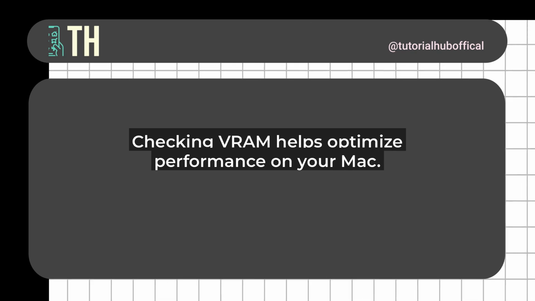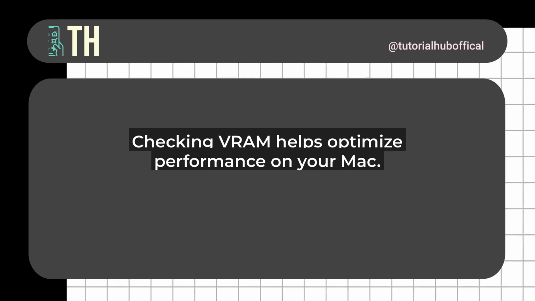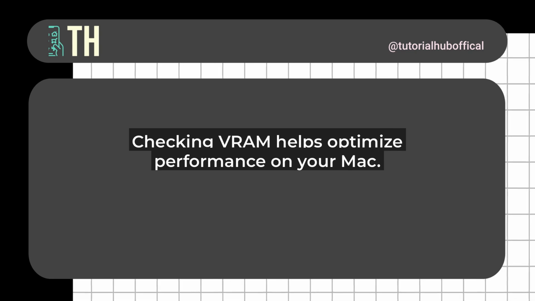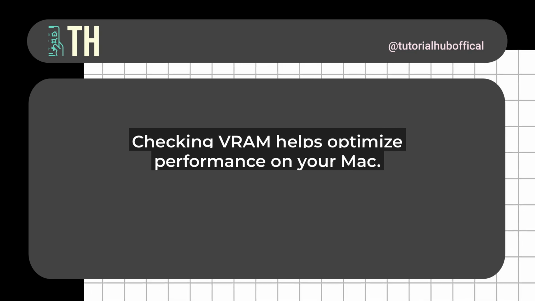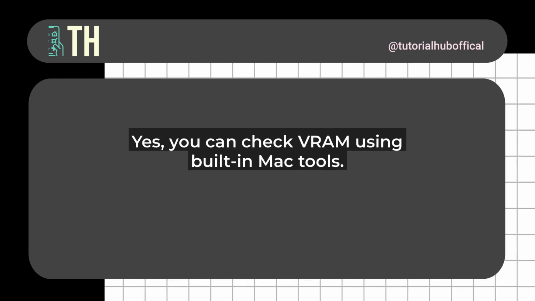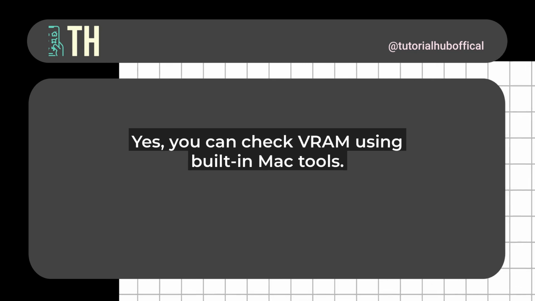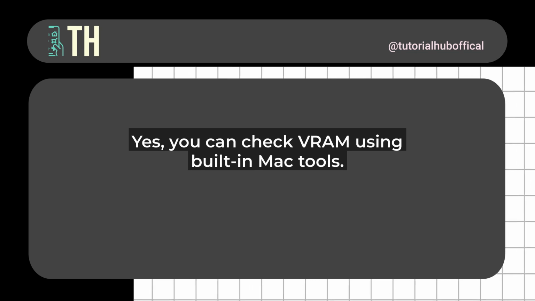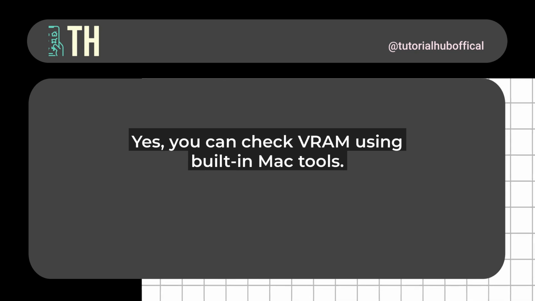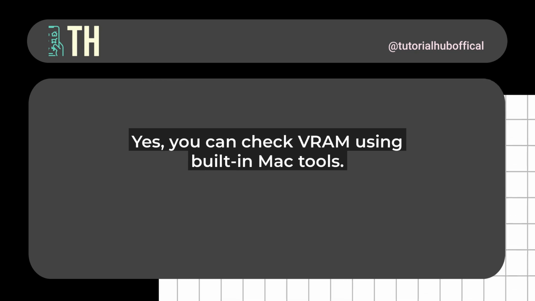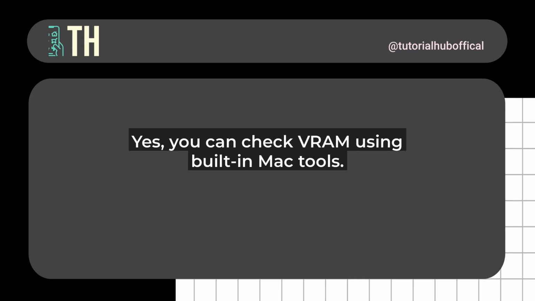First off, let's quickly cover what VRAM is. It's essentially the RAM specifically for your GPU, helping with smooth graphics rendering. Why check it? Well, in 2025, as Macs continue to integrate more powerful chips like the M4 or beyond, understanding your VRAM can help you optimize for demanding apps or even decide if an upgrade is needed.